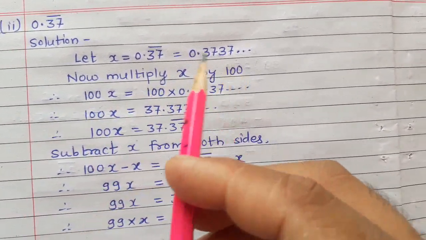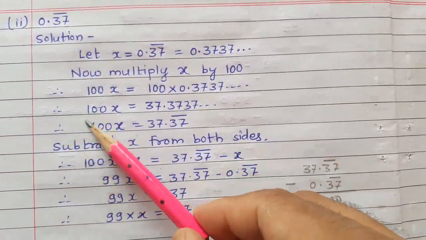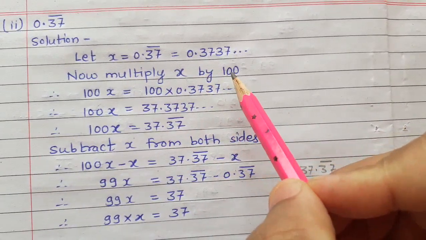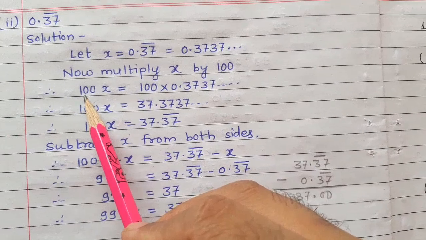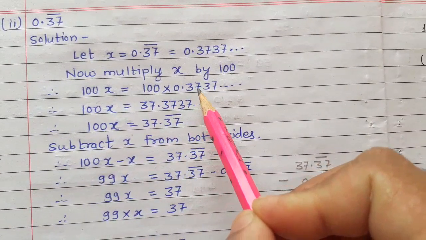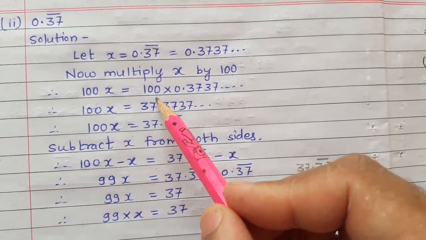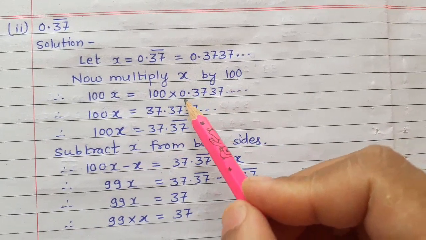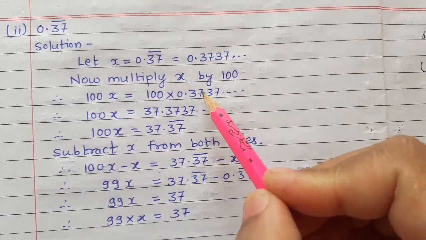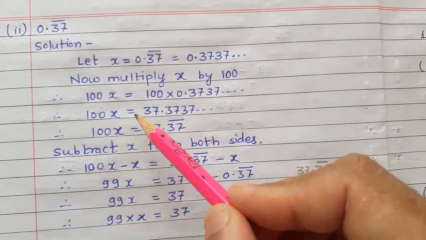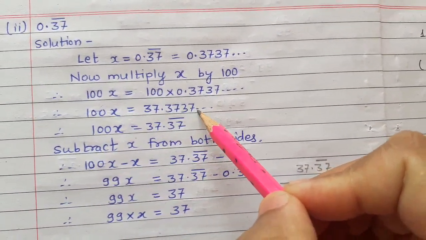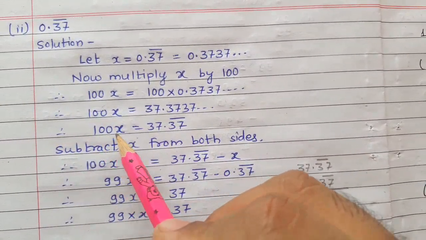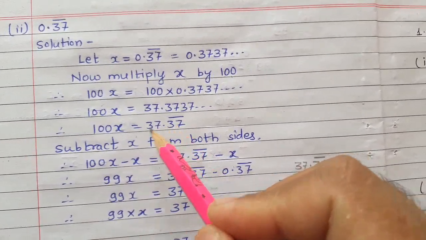Then we multiply x by 100. After the decimal point, two digits are recurring, so we multiply by 100. Therefore we have 100x is equal to 100 multiplied by 0.3737 and so on. If we multiply 0.3737 by 100, then the decimal point shifts to the right after two digits. We have 100x is equal to 37.3737 and so on. 37 is the recurring block, so put a bar over it. Then we have 100x is equal to 37.37 bar over 37.